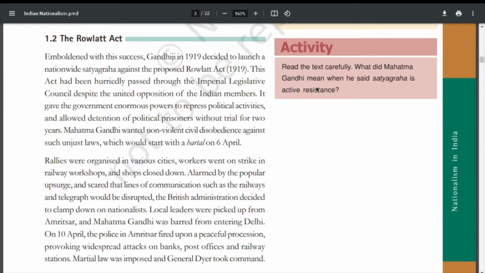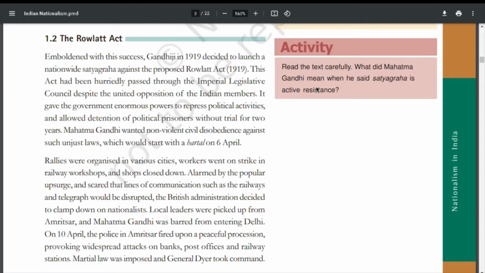1.2 The Rowlatt Act. Emboldened with this success, Gandhiji in 1919 decided to launch a nationwide Satyagraha against the proposed Rowlatt Act 1919. This act had been hurriedly passed through the Imperial Legislative Council despite the united opposition of the Indian members. It gave the government enormous powers to repress political activities and allowed detention of political prisoners without trial for 2 years.